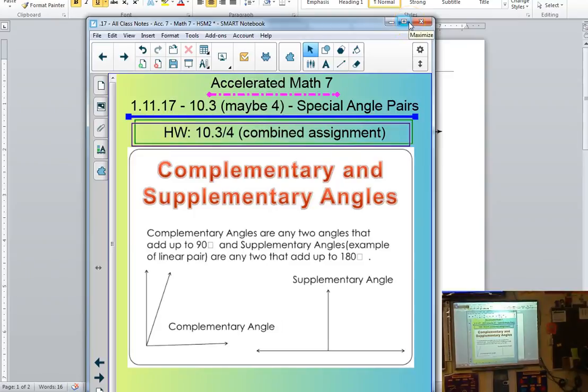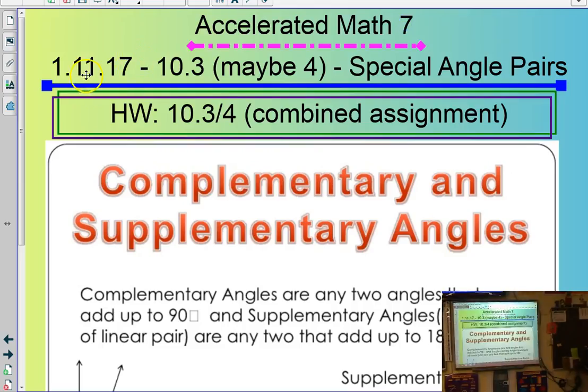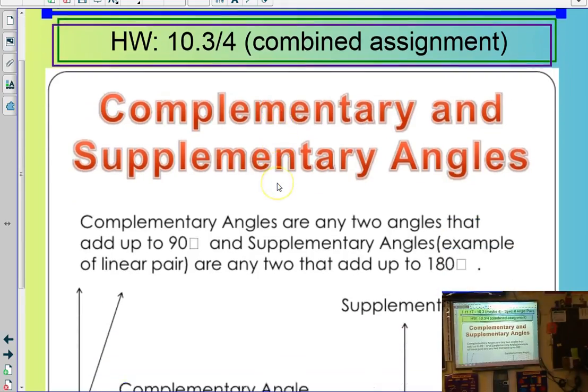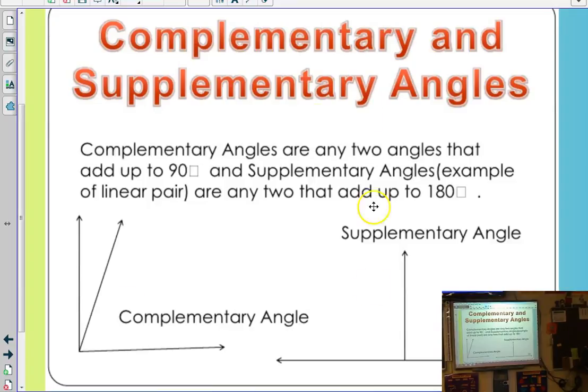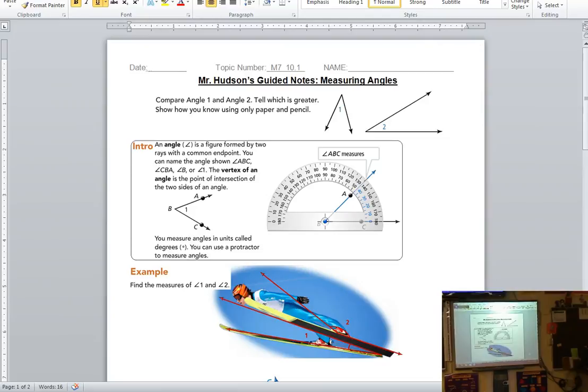This chapter, we will make leaps and bounds. We'll be moving through like 2 sections a day, whereas when they get here, it'll probably only be 1 or 1.5 sections a day. So today is the 11th. We are doing 10.3 and 10.4, assuming that we get to both of those. And that's dealing with complementary and supplementary angles, and we will talk about those specific definitions when we get there.